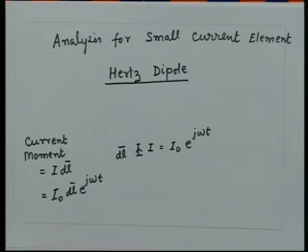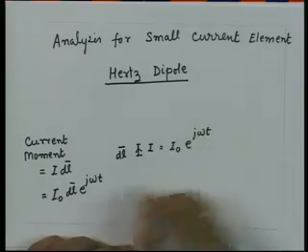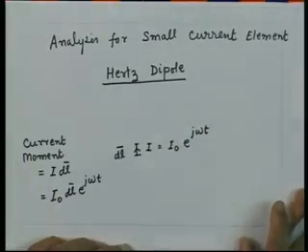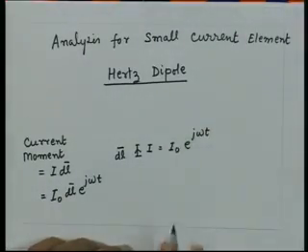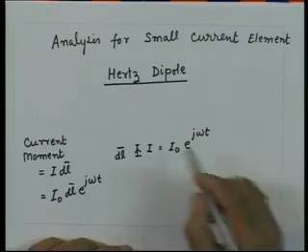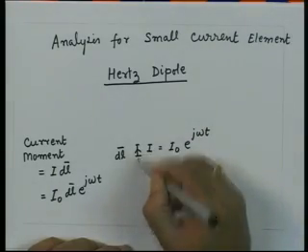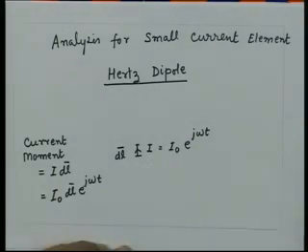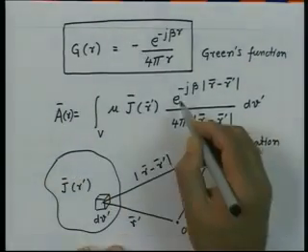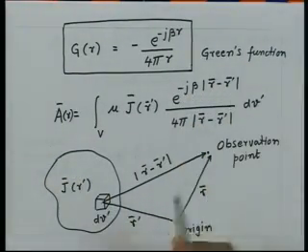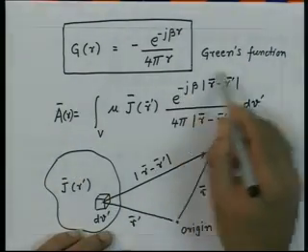Now, for this current element, if I want to find the vector potential at some location at this point, firstly we will note here, since the length is very small, the quantity we have here, e to the power minus j beta times the magnitude of r minus r prime, is practically constant.